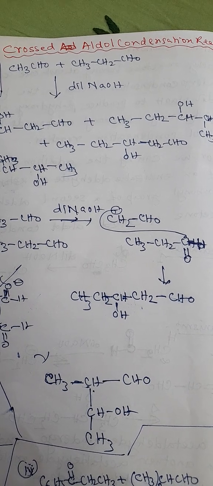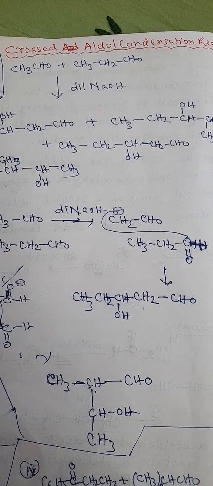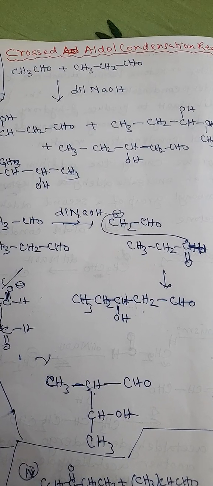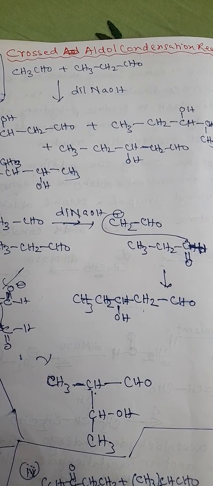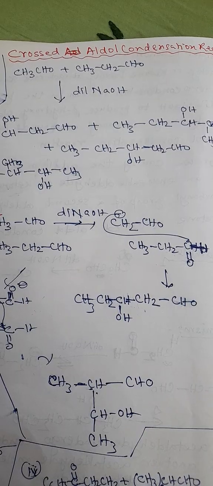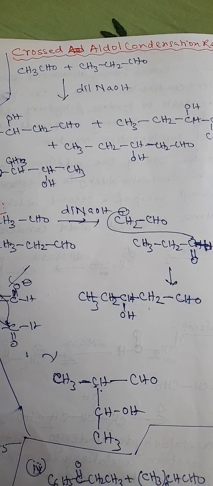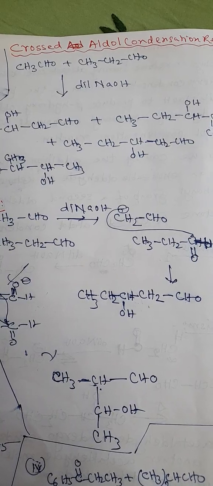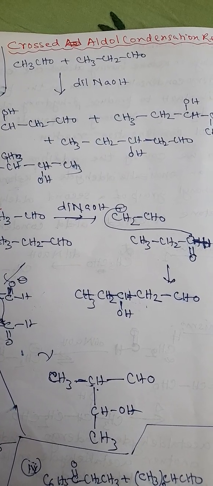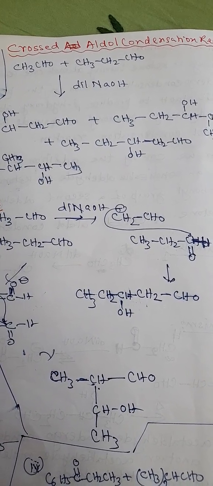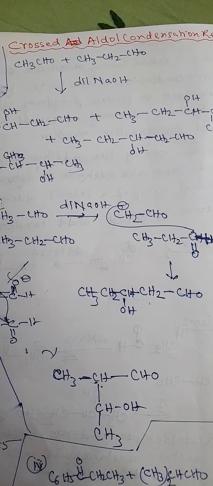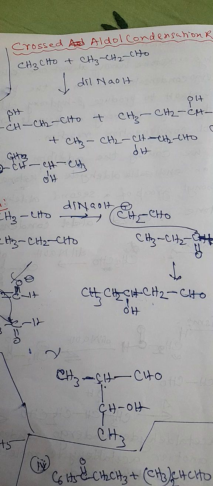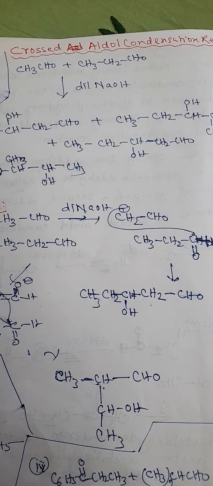So in this video, I will be describing the crossed aldol condensation reaction. What is the crossed aldol condensation reaction? The crossed aldol condensation reaction is the reaction where two different aldehydes, both having alpha hydrogen or maybe only one having alpha hydrogen, and the other not having alpha hydrogen, undergo a condensation reaction in the presence of sodium hydroxide base to form the aldol product, or beta hydroxy carbonyl or aldehyde compounds.